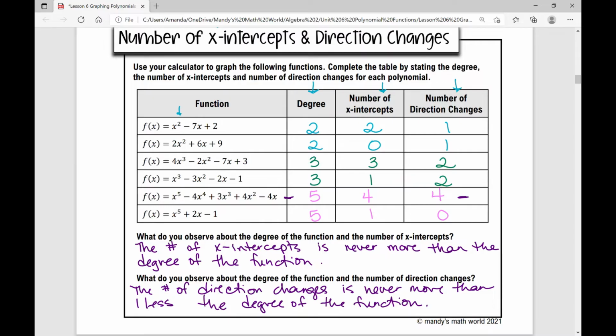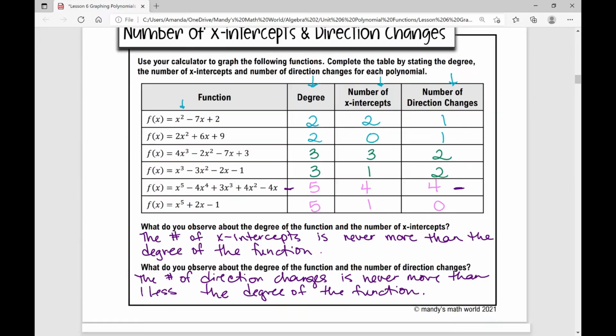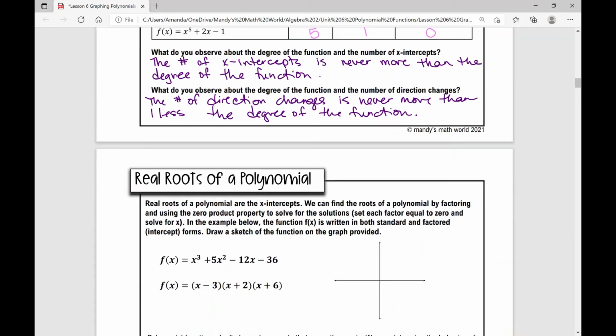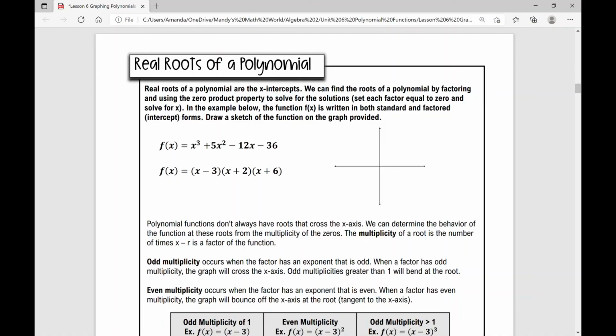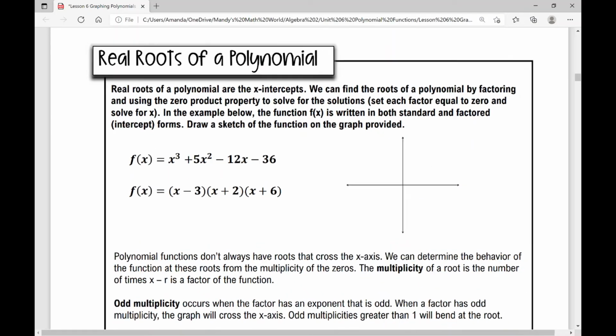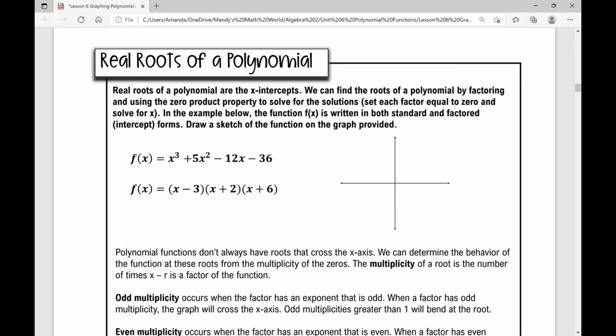Okay, let's move on to real roots of a polynomial. These are long notes. Sorry, there's a lot to get through, a lot to look at. Real roots of a polynomial are the x-intercepts. We can find the roots of a polynomial by factoring and using the zero product property to solve for the solutions, as we've done with quadratic functions. What do you do? You set each factor equal to 0 and solve for x. That's how you use that zero product property.